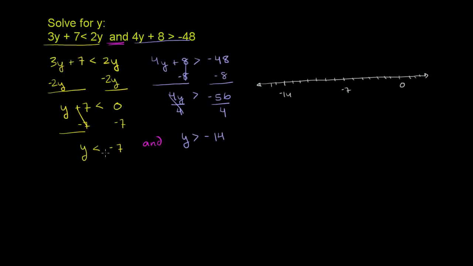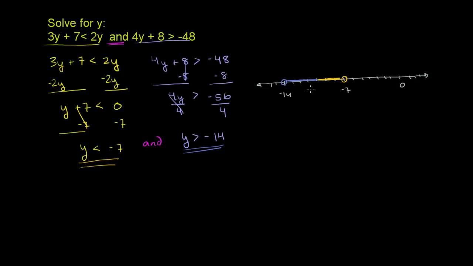And so we're looking for all of the y's that are less than negative 7. So not including negative 7, so we'll do an open circle around negative 7. And if that was the only constraint, we would keep going to the left. But we have this other constraint. And y has to be greater than negative 14. So you make a circle around negative 14 and everything that's greater than that.